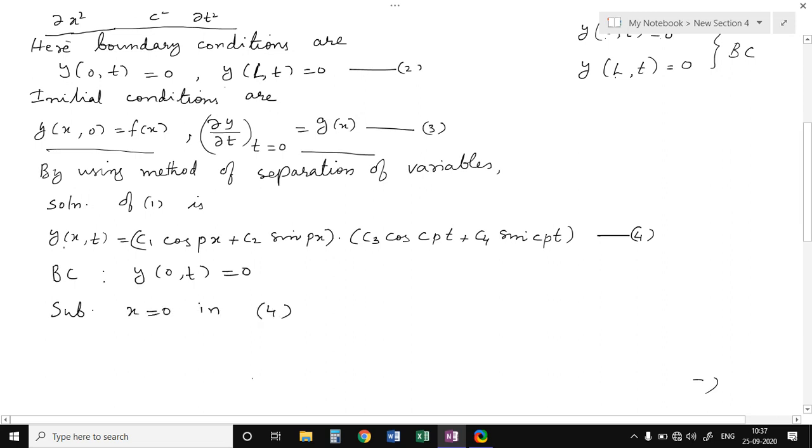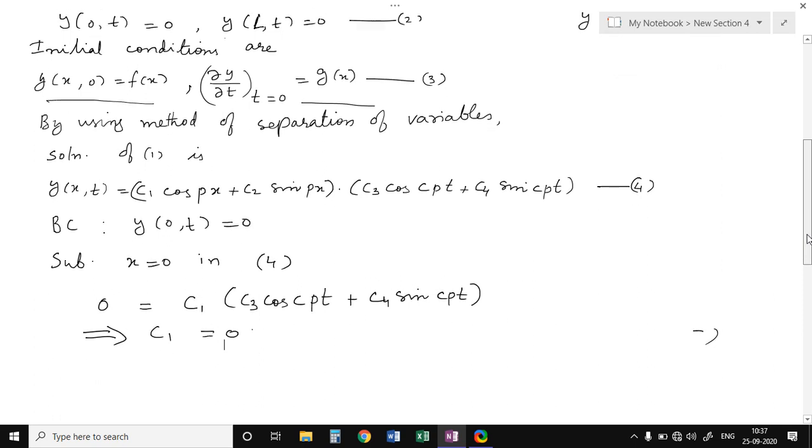Now substitute x equal to 0 in equation number 4. The left hand side value of y(0,t) is 0, so 0 equals, and when x is equal to 0, cos 0 is 1 and sin 0 is 0, so we get c1 (c3 cos cpt + c4 sin cpt). Now in this case either c1 is 0 or the term inside the bracket is 0. But the term inside the bracket is 0 only if c3 and c4 are simultaneously equal to 0, which is not possible, because if c3 and c4 are 0 at the same time, then from equation number 4, y will be 0. Therefore, the only possibility is that c1 is 0.